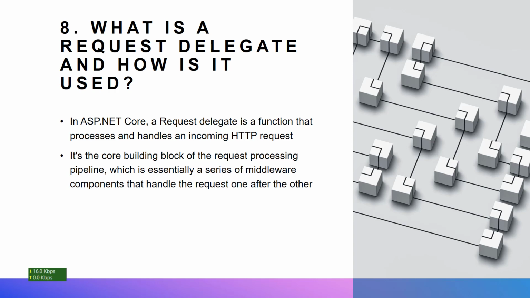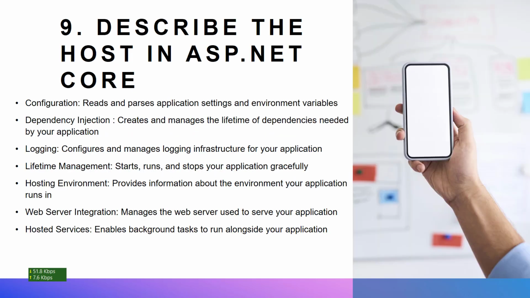It is used between the middleware of the pipeline, which is essentially a series of middleware components. Once an HTTP request comes in, a middleware can perform one thing and then move to the next, and then the next, and it would be terminated in the last one. So a request delegate is processed using the pipeline. That would be the appropriate answer.